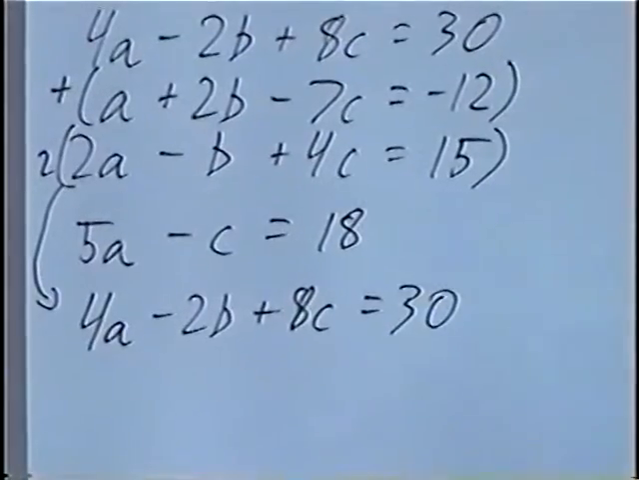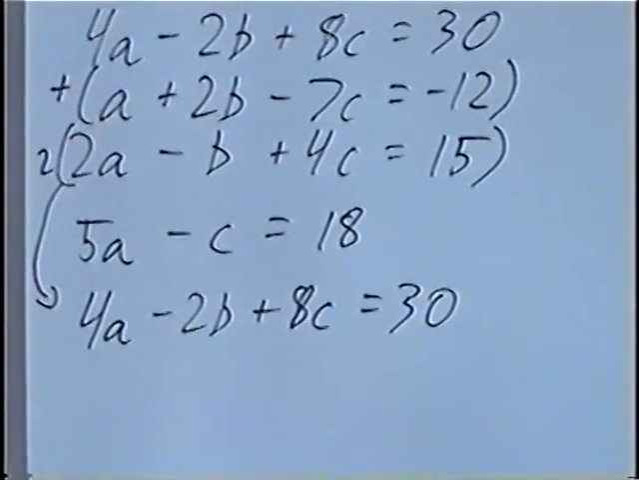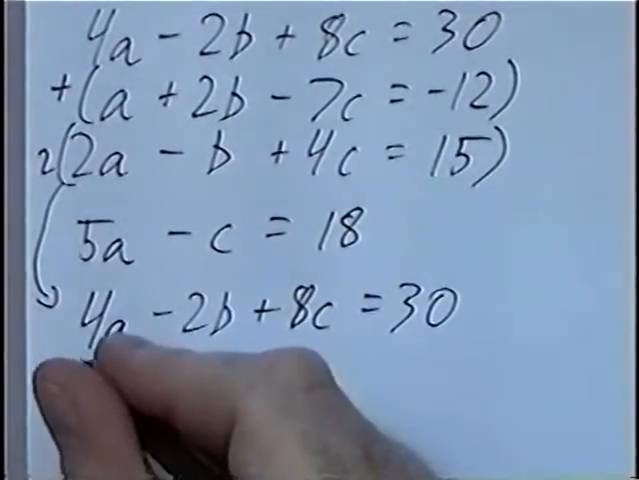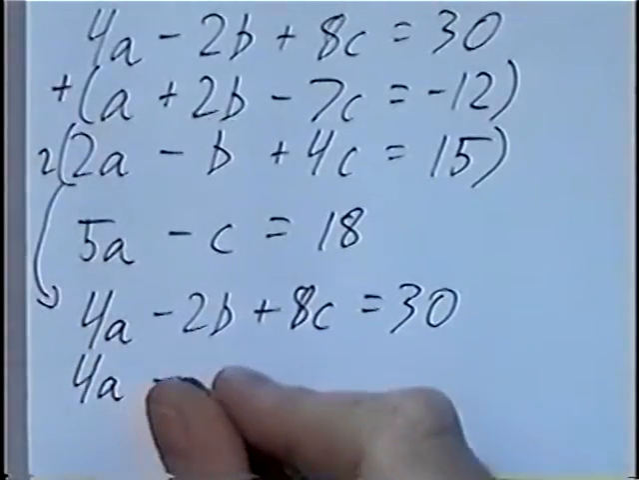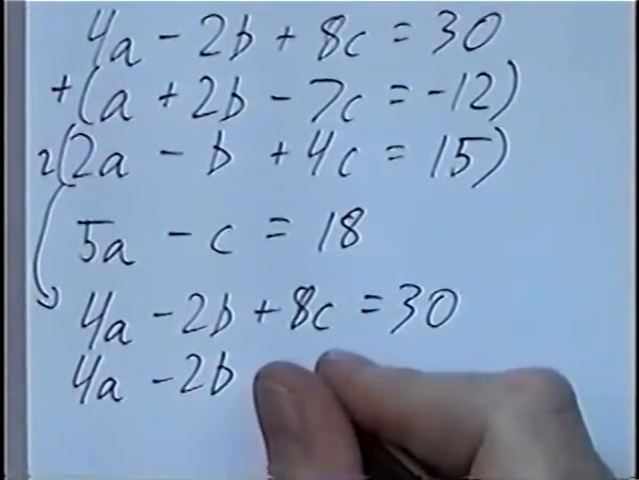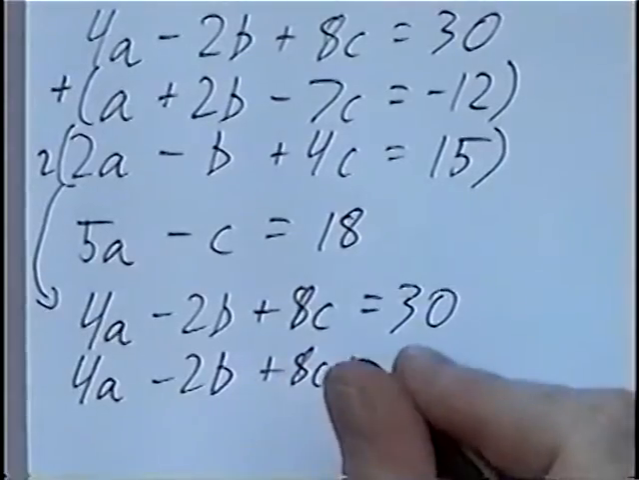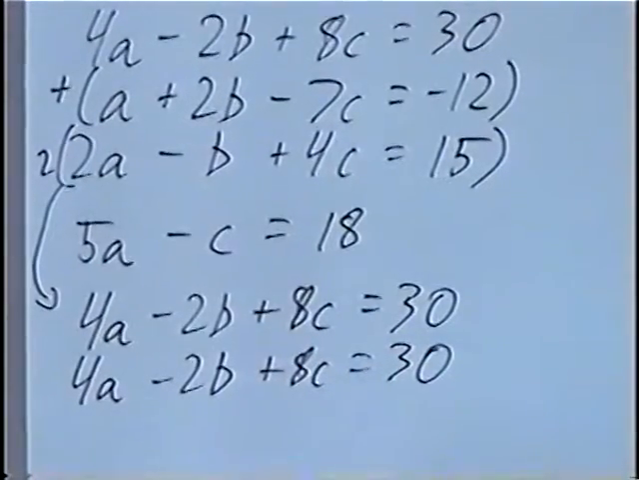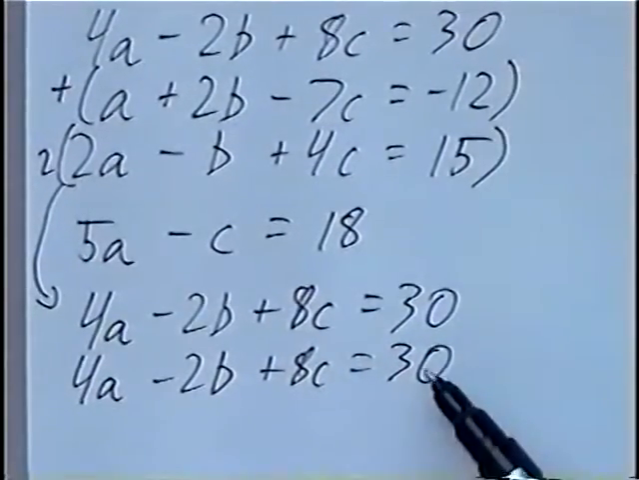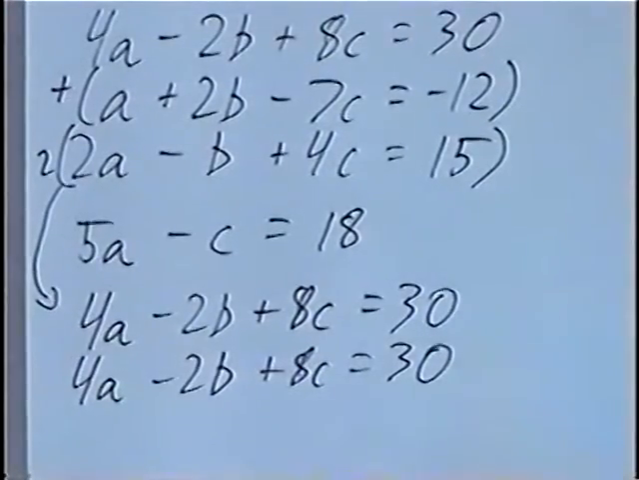From here we can use either the first or second equation. If we copy down the first equation, 4a minus 2b plus 8c equals 30. The first equation is exactly the same as the equation that we multiplied by 2.